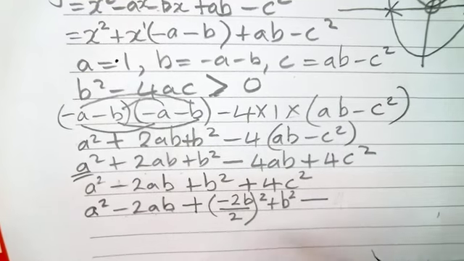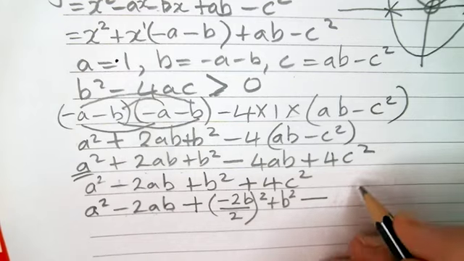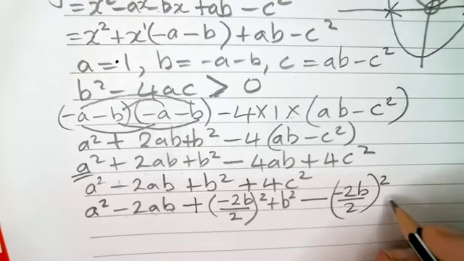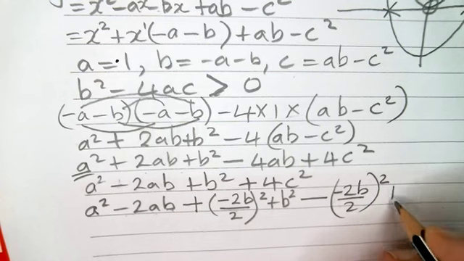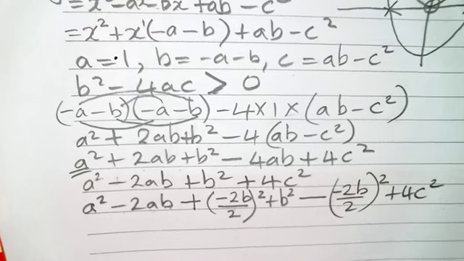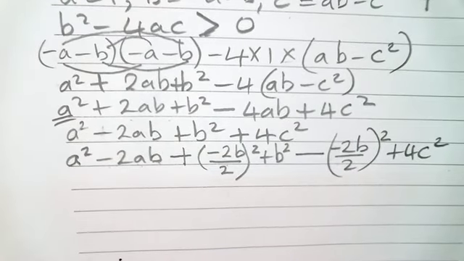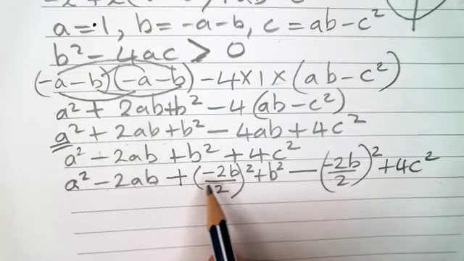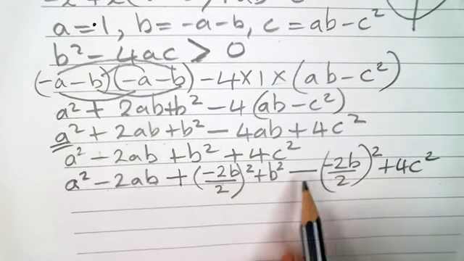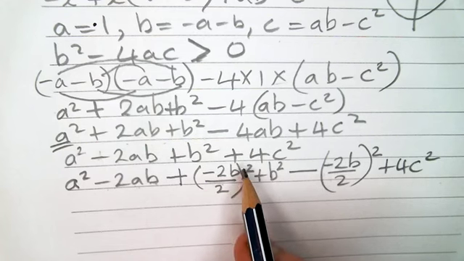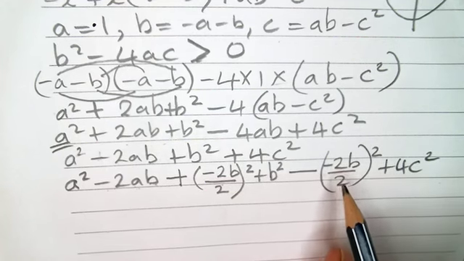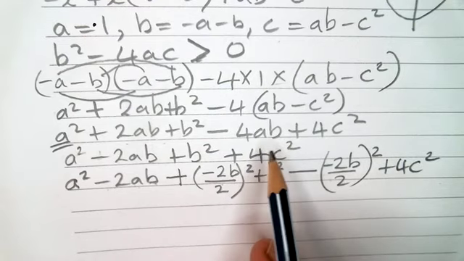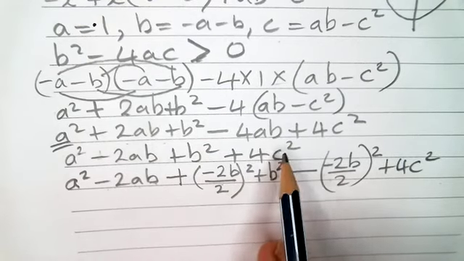Then I'm going to take this thing again, and I'm going to subtract it. So it's going to be minus negative 2b over 2, all squared. And I got my plus 4c squared. Okay, hopefully that looks good. Now what we're going to do, because if I do this here and I do this here, the net value of that is 0. If I add negative 2b on 2 all squared and then subtract negative 2b on 2 all squared, it's as if I haven't done anything and I'm still dealing with this expression here.